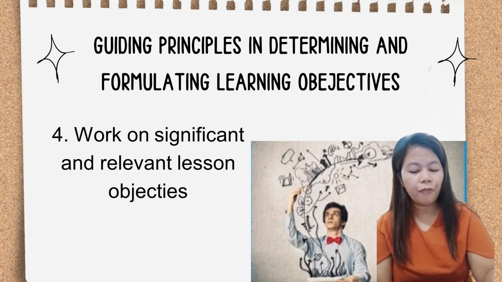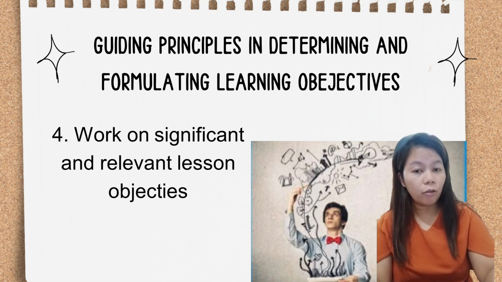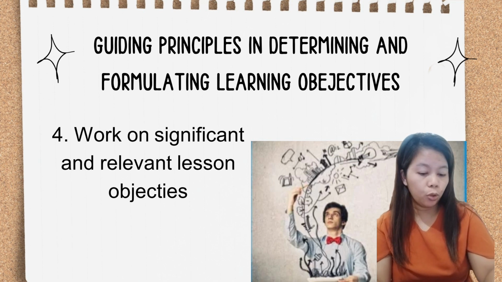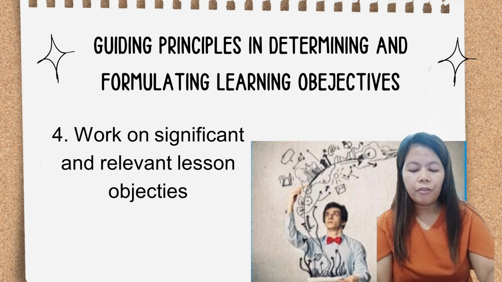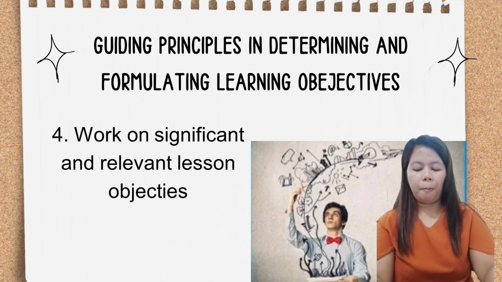Number 4. Work on significant and relevant lesson objectives. With our lesson objective becoming our students' lesson objective too, the level of their self-motivation all the more increases when our lesson objective is relevant to their daily life, hence significant.